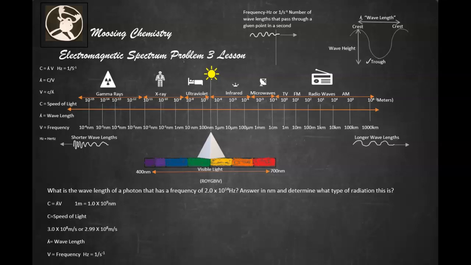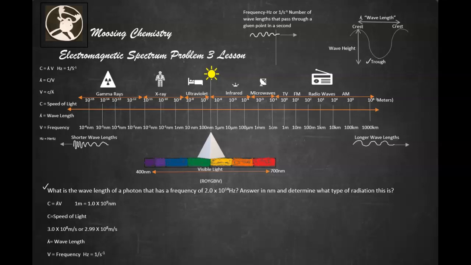This is electromagnetic spectrum problem number 3. Let's look at the problem. What is the wavelength of a photon that has a frequency of 2.0 times 10 to the 14 hertz? Answer in nanometers and determine what type of radiation this is.